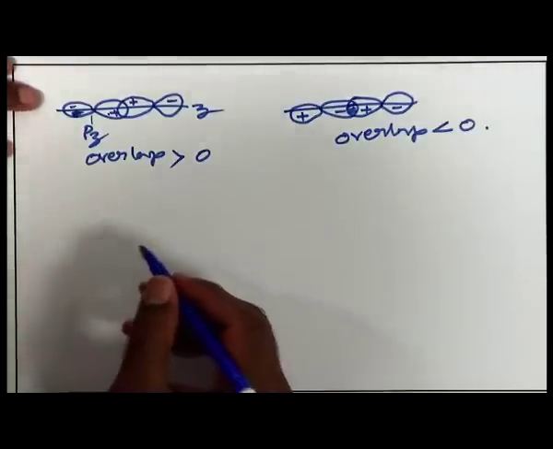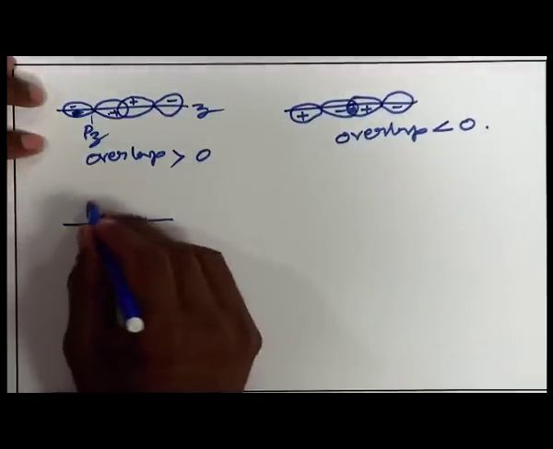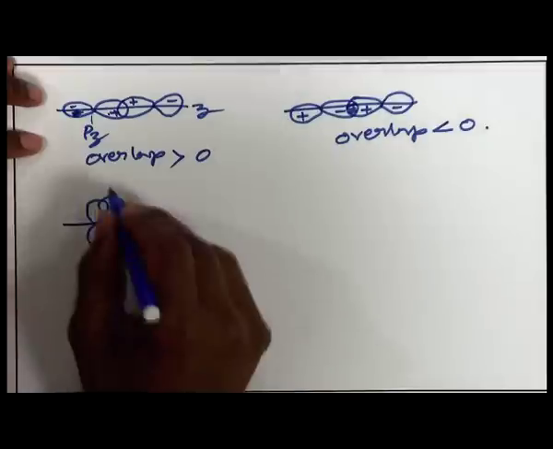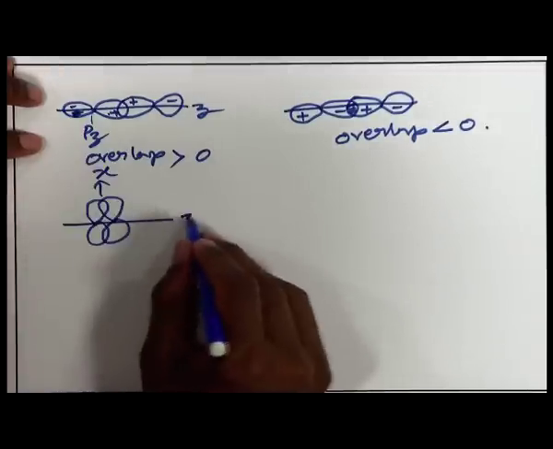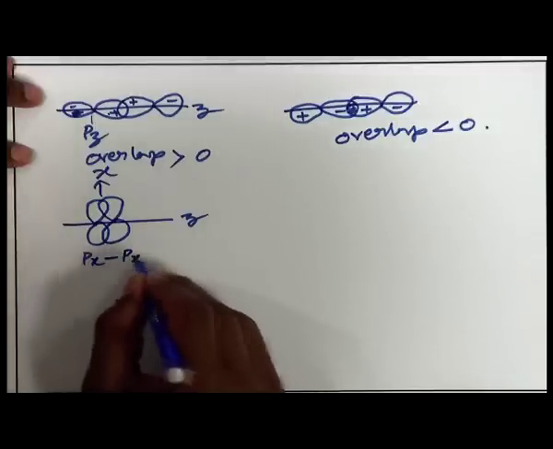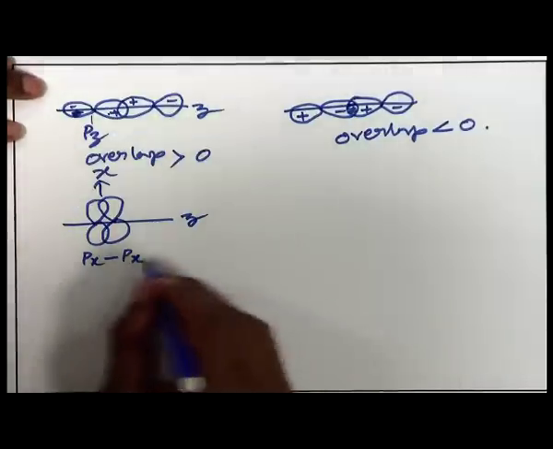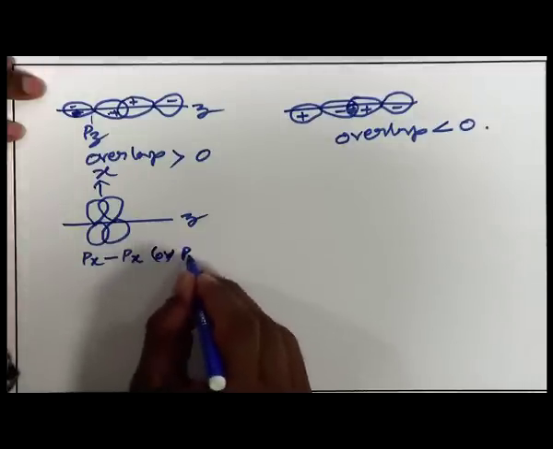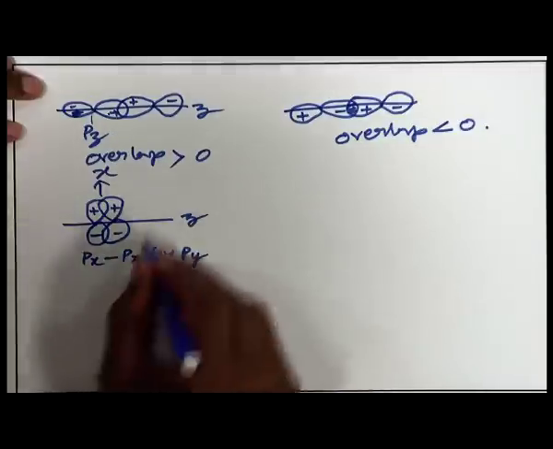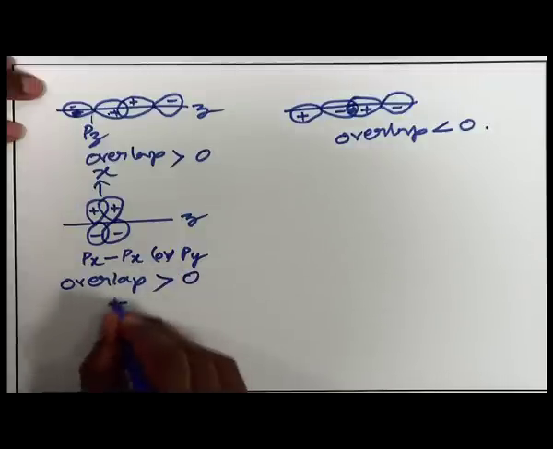Now, p orbitals can also overlap in this way. This is the x axis, this is the z axis, this is a p x orbital, this is another p x orbital, or you can also have p y orbitals. So, this is positive, positive, negative, negative. So here the overlap is positive. Overlap is greater than 0, so that is a positive overlap.